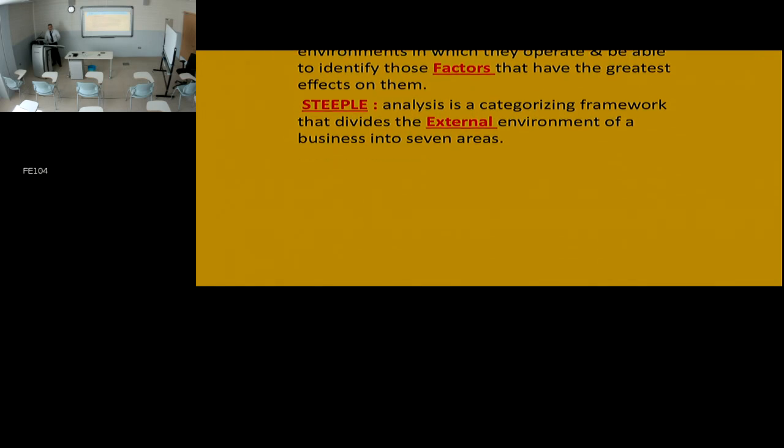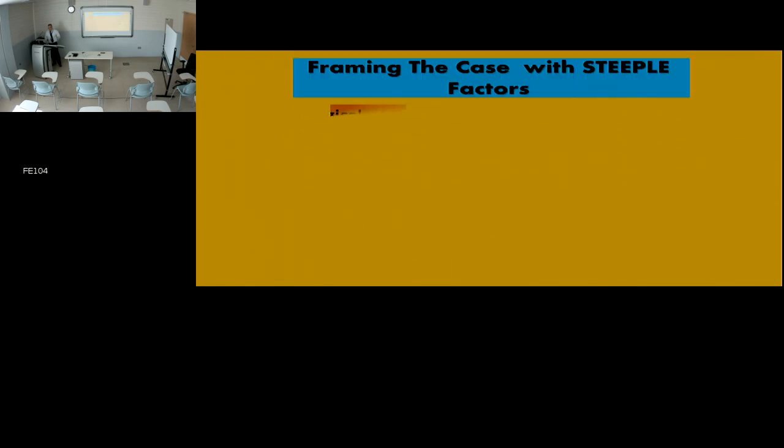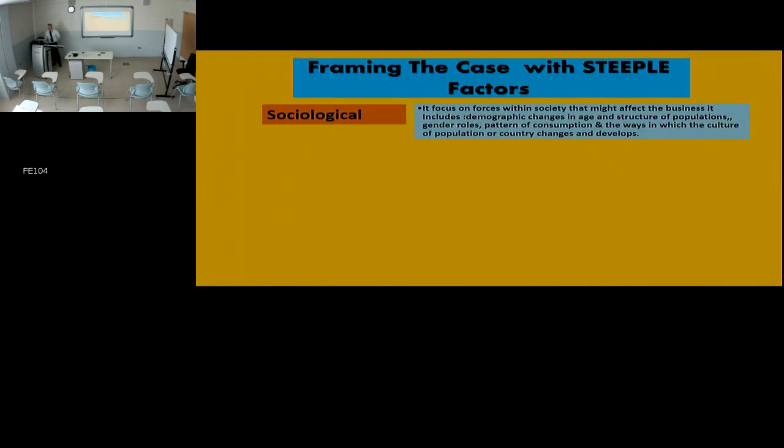STEEPLE. Okay? So if we look at number 1, sociological. What we need again in LB170, we need definition and examples. So let's start with the first element or the first factor of STEEPLE analysis. The first factor is called sociological. It's called what? Sociological or social. Sometimes we call it social.